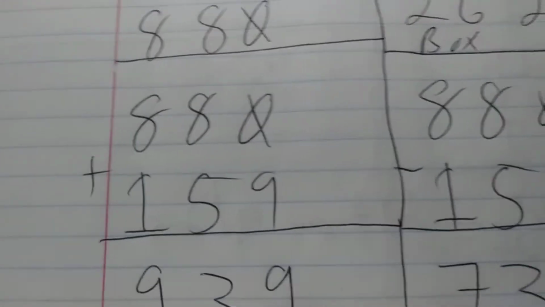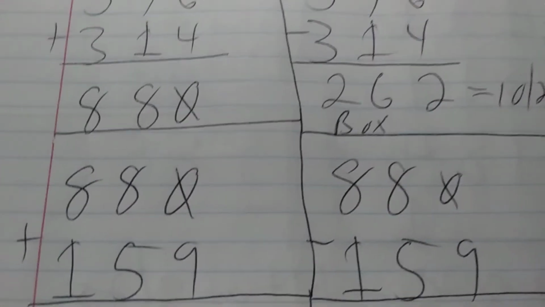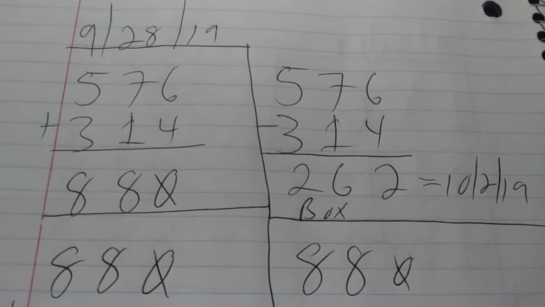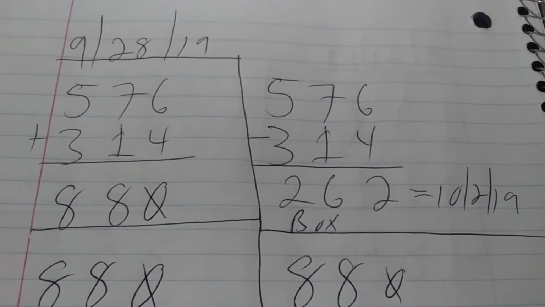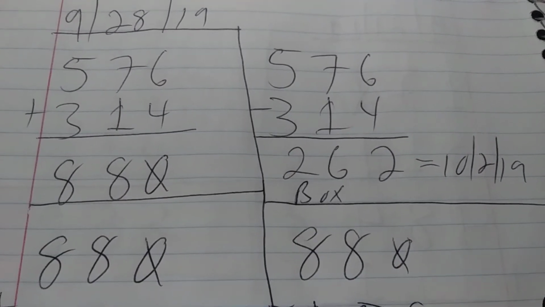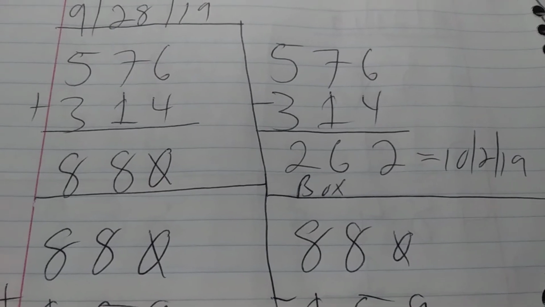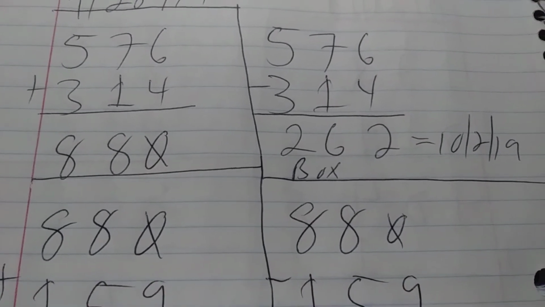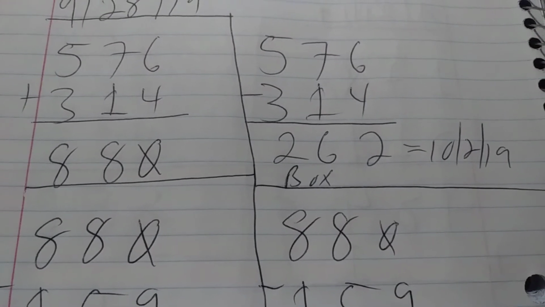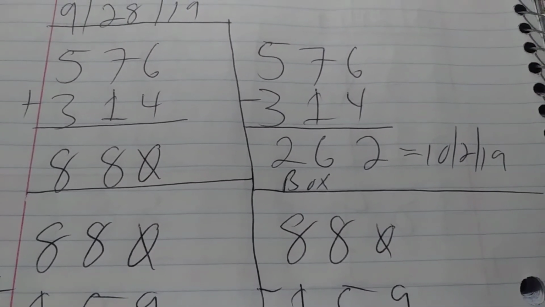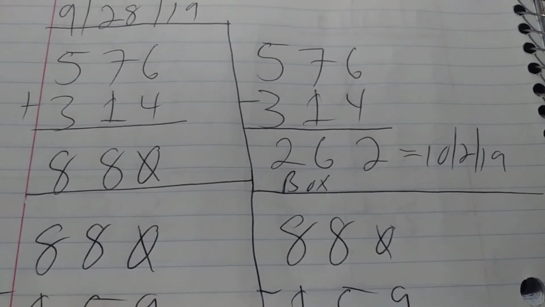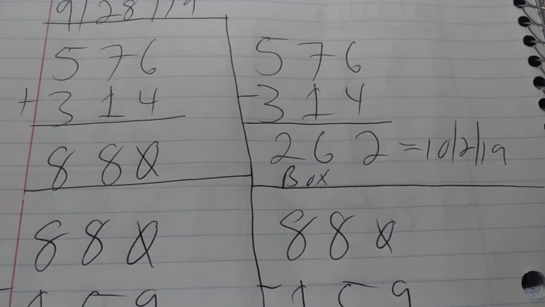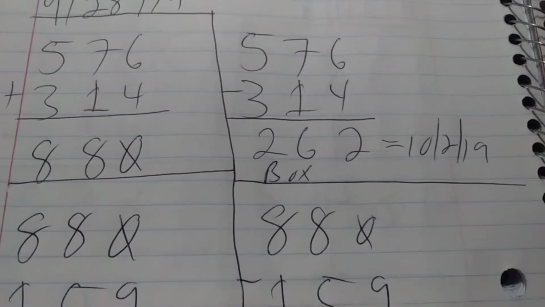All right, so a little bit of a lengthy example here, okay? So September 28th, you had 576 hit. Going to add 314. 5 plus 3 is 8, 7 plus 1 is 8, and then 6 plus 4 is 0, or 10. That number did not hit on the next 7 days.